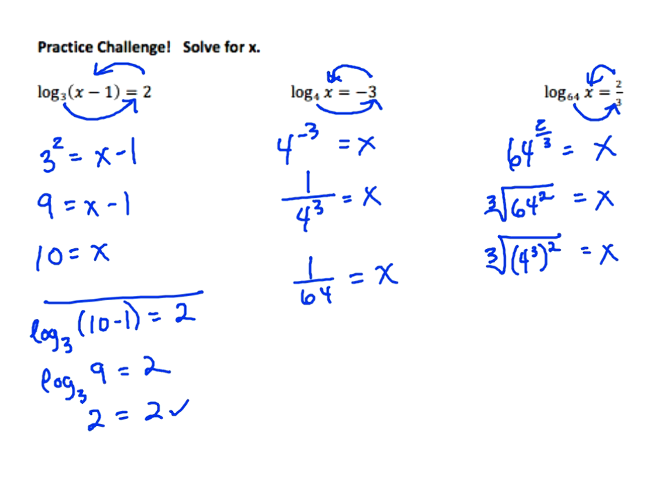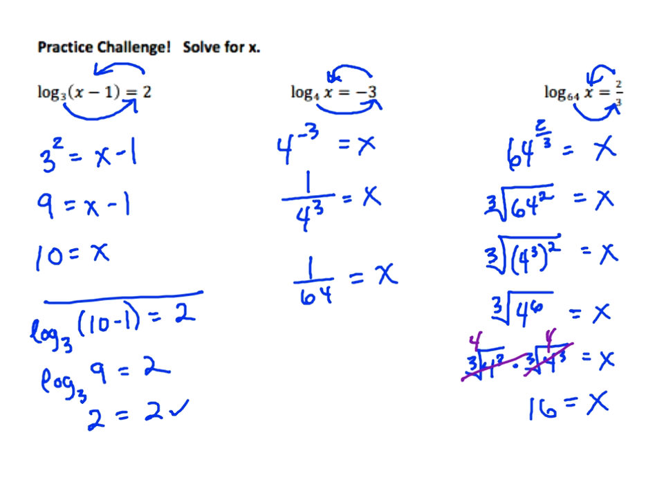So here I really have the cube root of 4 to the 6th equals x. I can break this up because the only thing I want to take cube roots of are the things that are cubed. So this is the same thing as cube root of 4 cubed times cube root of 4 cubed. Well, whenever I take the cube root of anything cubed, it's just that thing. So I have 4 times 4, 16 is x.